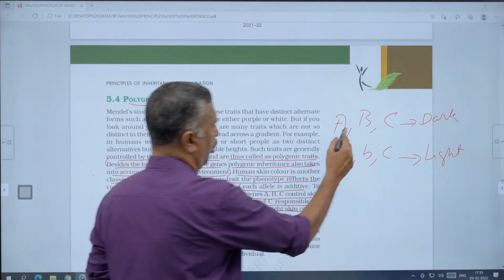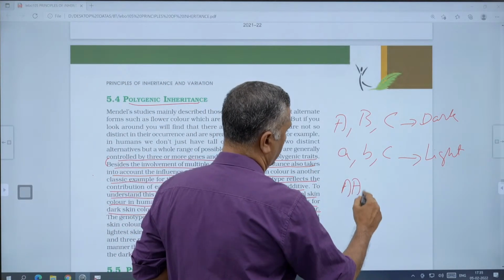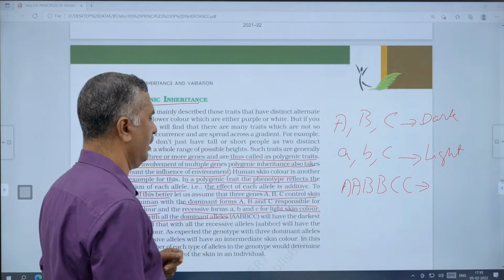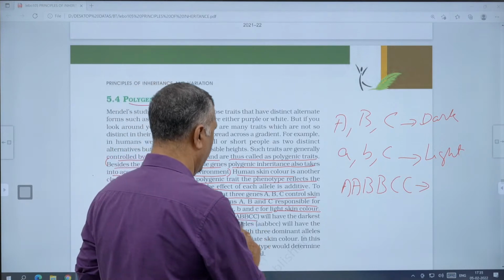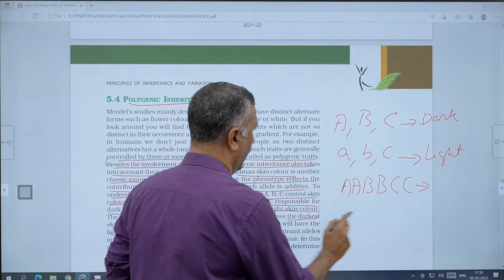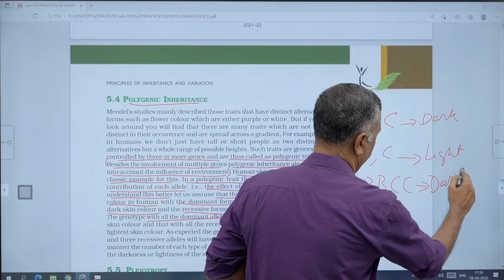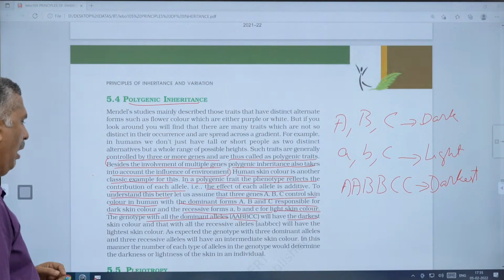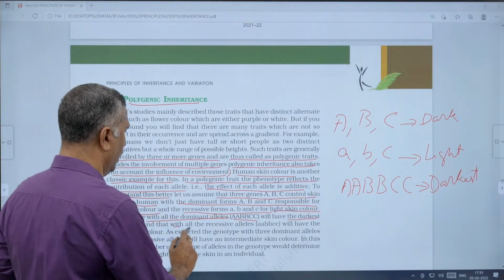The genotype with all the dominant alleles, what is that? Capital A, capital A, capital B, capital B, capital C, capital C. That will give the darkest skin color. It is extremely black skin color.